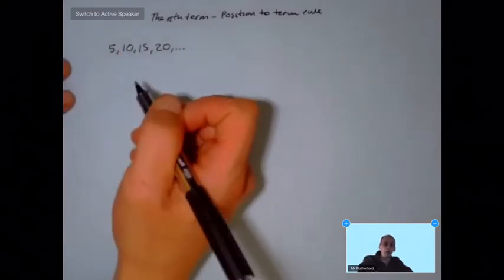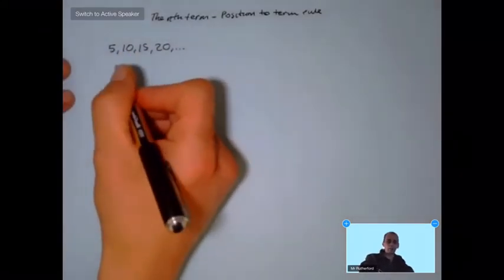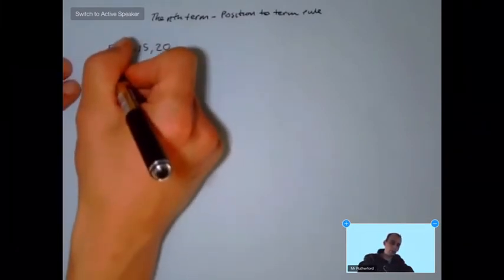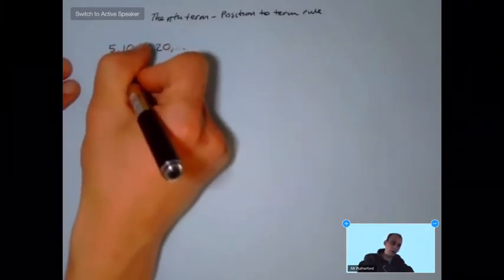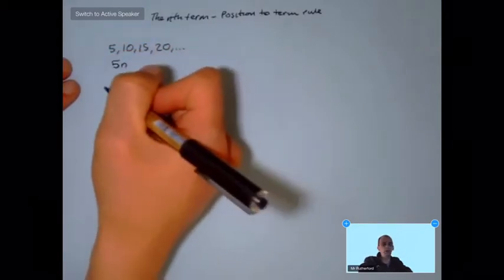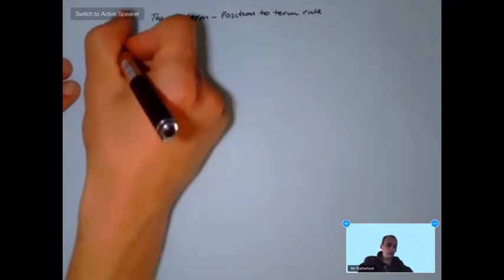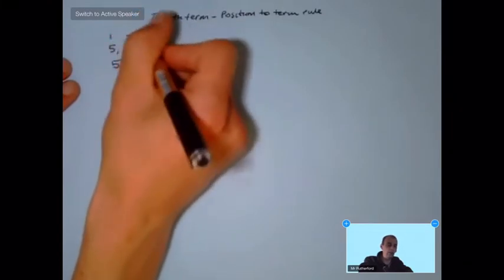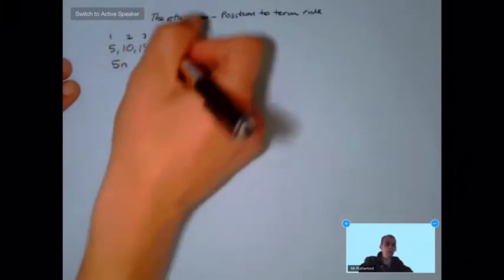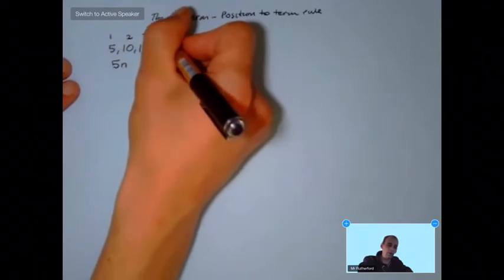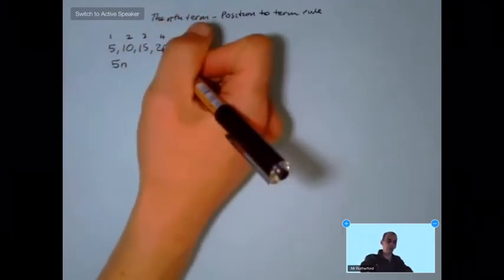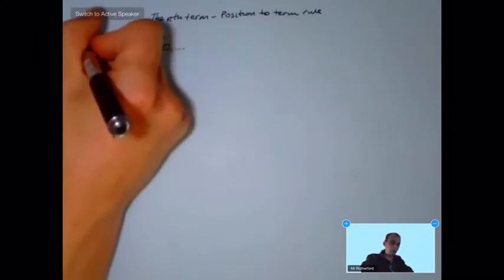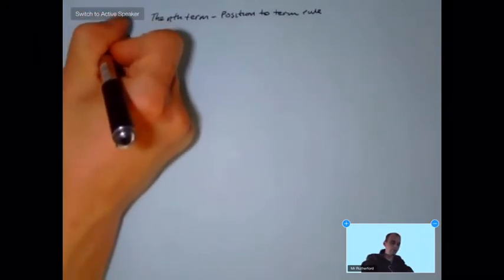The position-to-term rule is not plus 5, that is the term-to-term rule. It's going up in fives, so the times table that it is linked to is the 5 times table, or 5 times the position. So the first number, 5 times 1 is 5, 5 times 2 is 10, 5 times 3 is 15, 5 times 4 is 20, and so on. So there's your term, and there's your position.